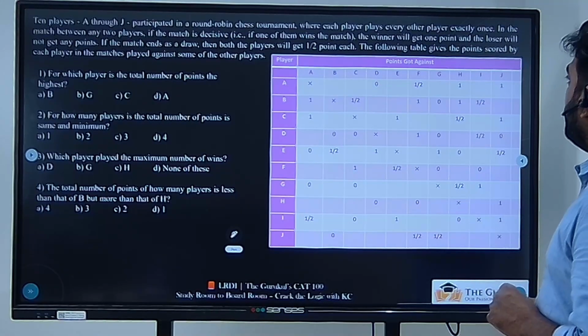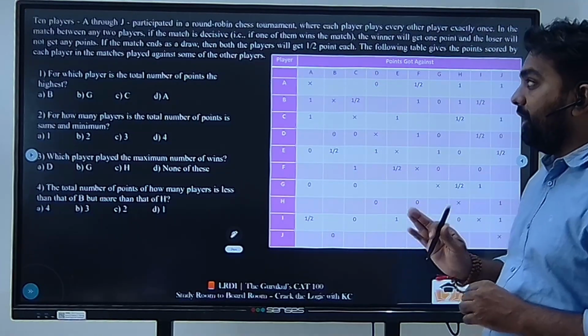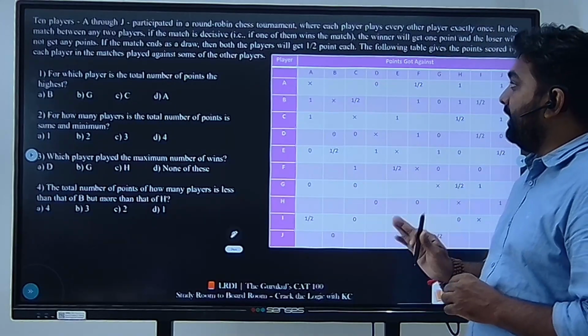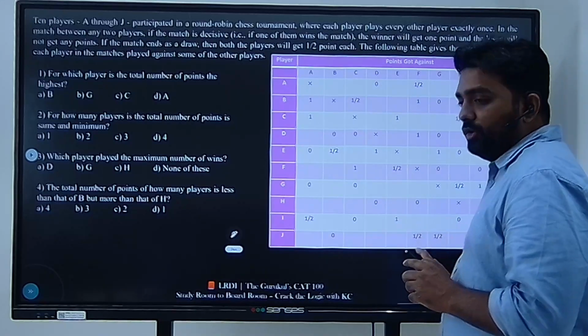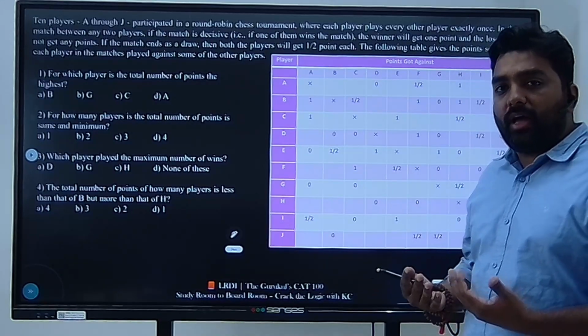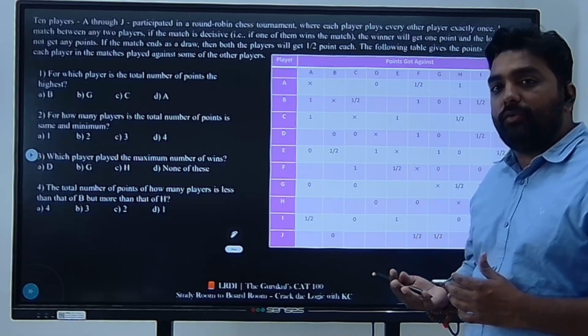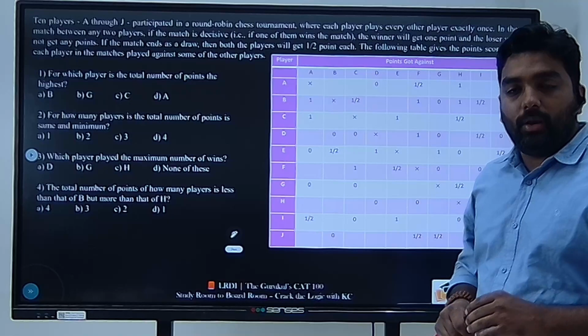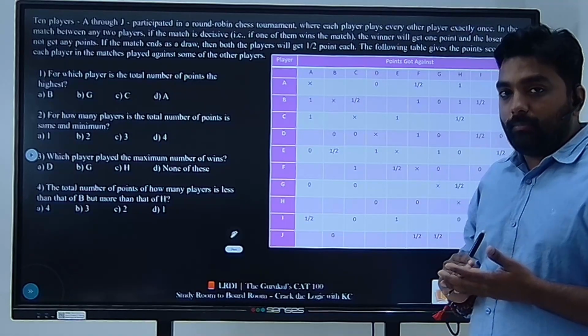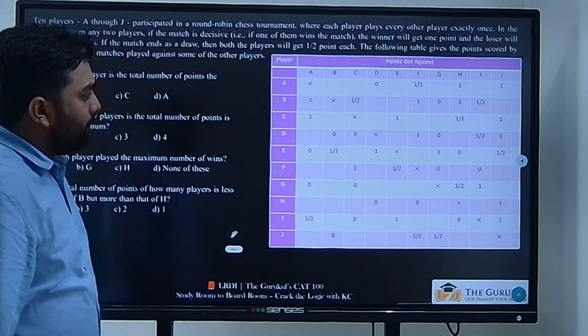The following table gives the points scored by each player in the match played against some of the other players. Okay, it is not a full table. Let's try to fill the table as much as possible. If it is not getting filled up, we'll leave the problem over there. We'll go to the questions and try to solve with the help of information available. Now, let's see what is happening.